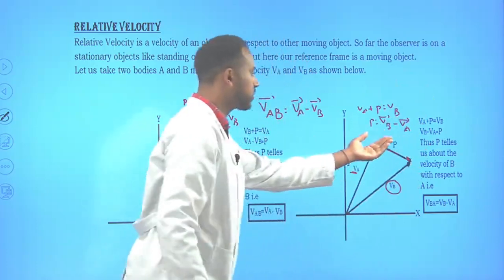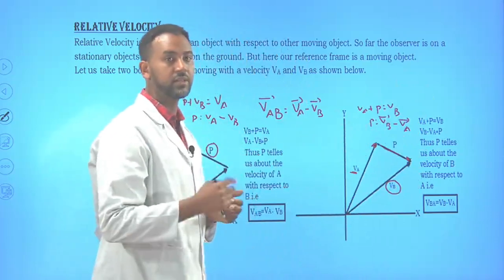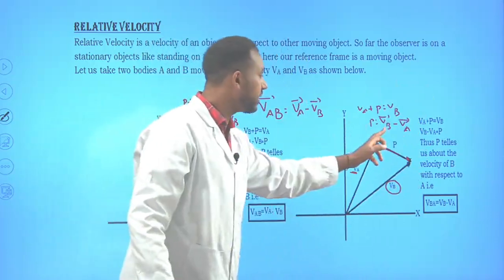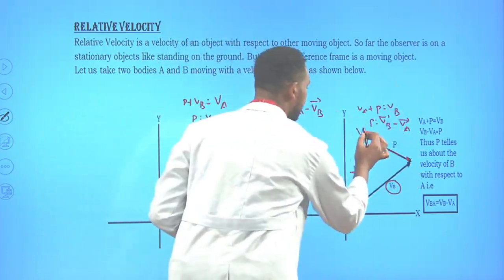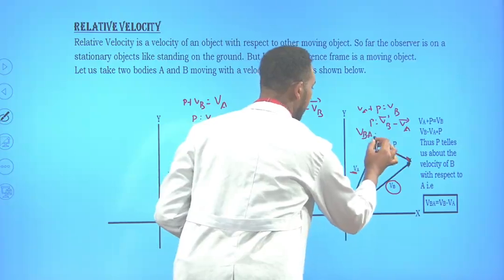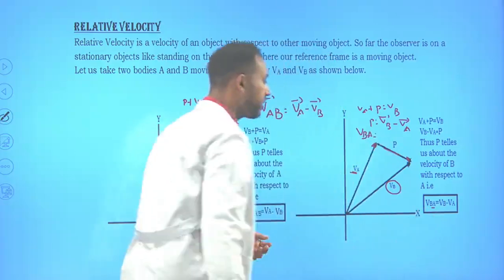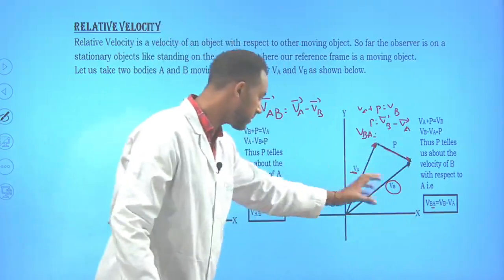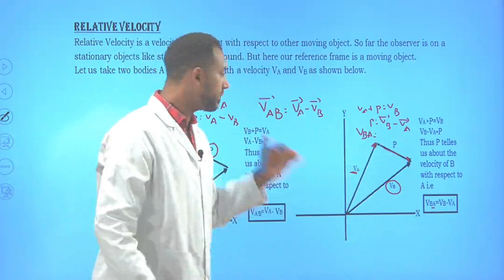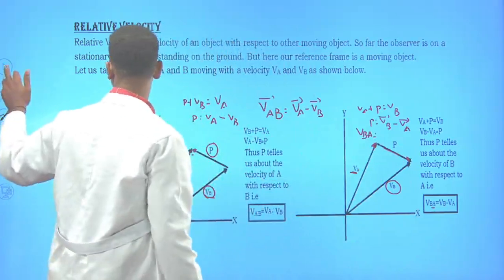Therefore, the difference of these two is telling us the relative velocity of car B with respect to an observer on car A. Okay, it's possible to have VBA like this. The relative velocity of car B with respect to an observer on car A can be determined using this. This is a general equation. This general equation can be used for different cases.